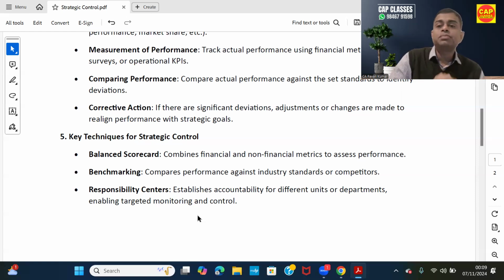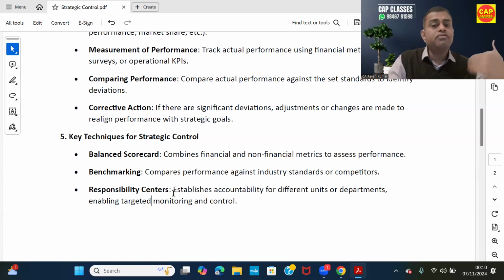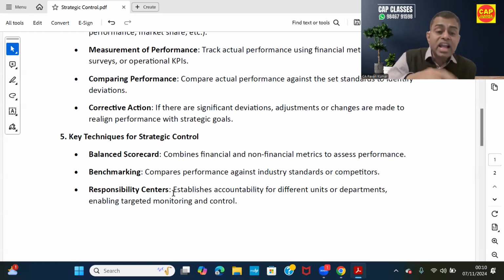So I do not want to explain anything which is not required for you. The balanced scorecard approach is not explained in detail anywhere in the study material. Total quality management is not there now. But here and there, they use words like continuous improvement, which is actually TQM, which comes from the Kaizen technique. So we don't need to spend more time on these things. We'll see if at all it is required, and I'll explain. But what are the key techniques for strategic control? There can be a balanced scorecard approach, a benchmarking approach, and creation of responsibility centers.